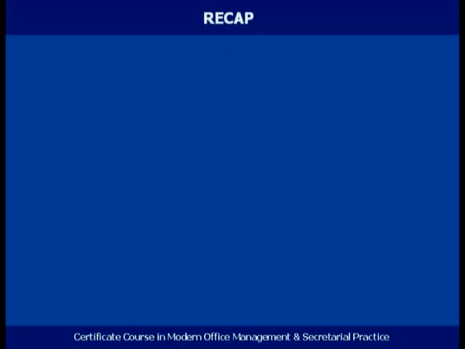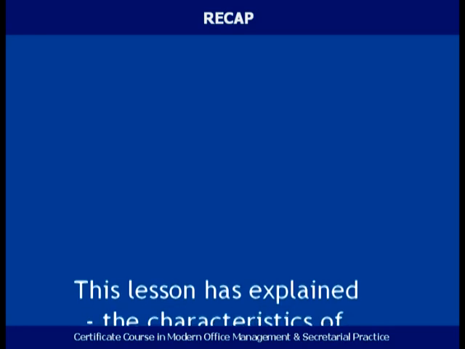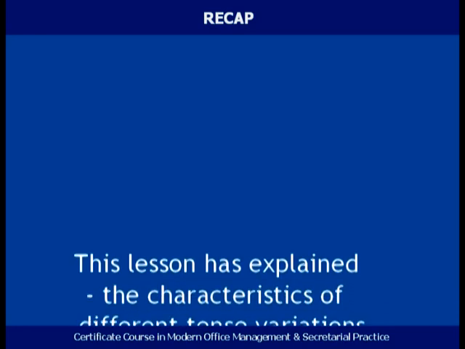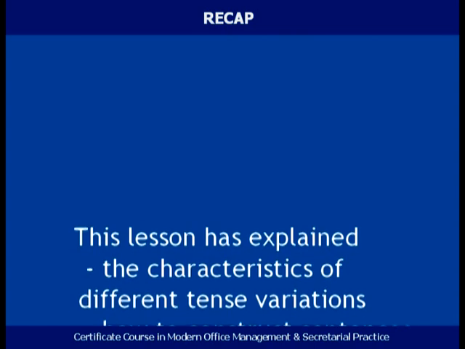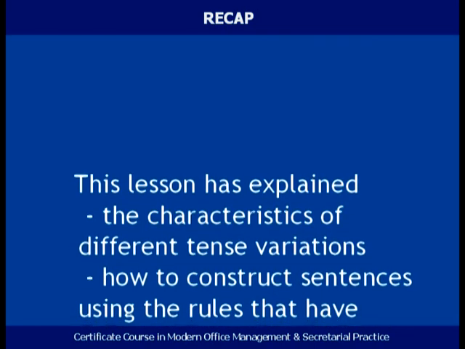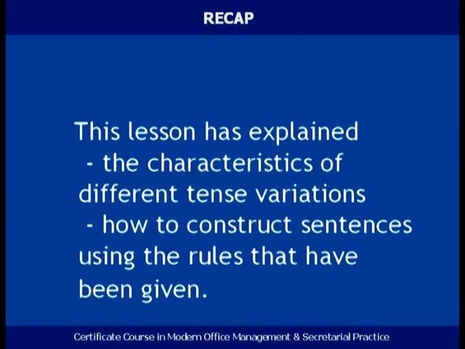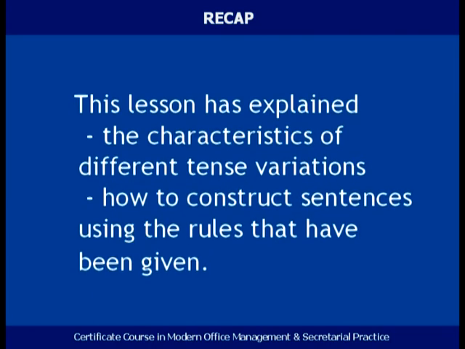Let us briefly review what you have learned in this lesson. This lesson has explained the characteristics of different tense variations and how to construct sentences using the rules that have been given.